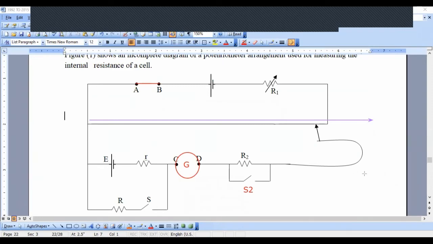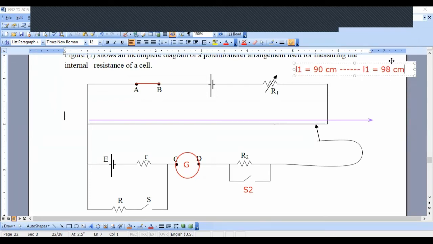Yeah, it asks us to increase both L1 and L2. Let me type the L1 values, earlier L1 values here. Earlier L1 was 90 centimeters, right? Now, by adjusting this R1, let's say I have increased the new L1 up to 98 centimeters.